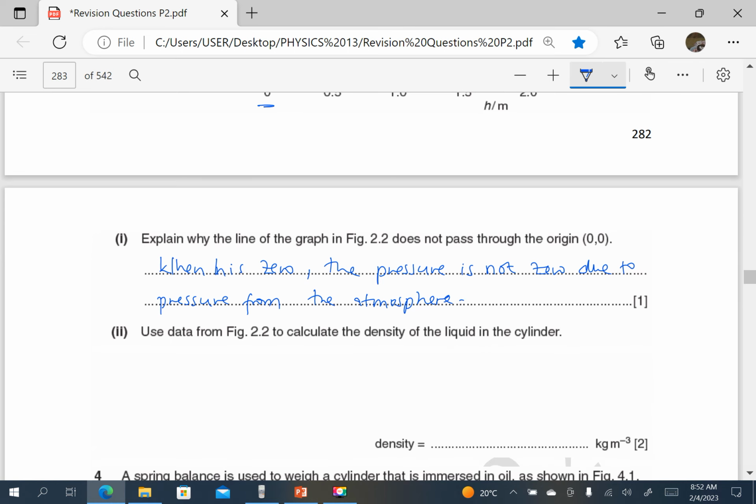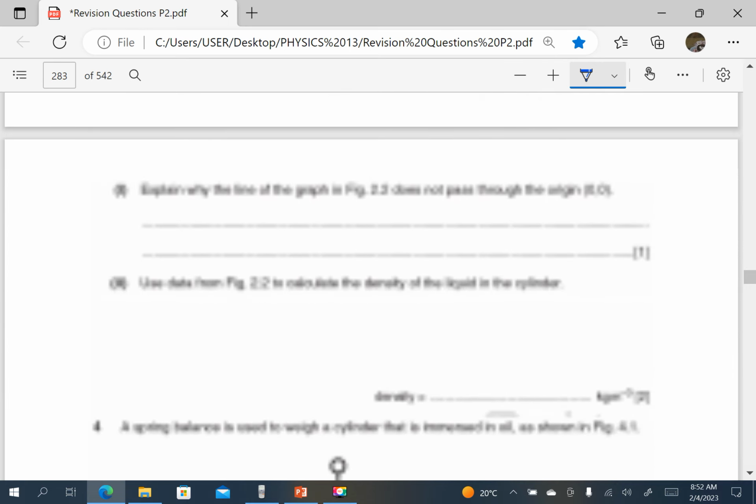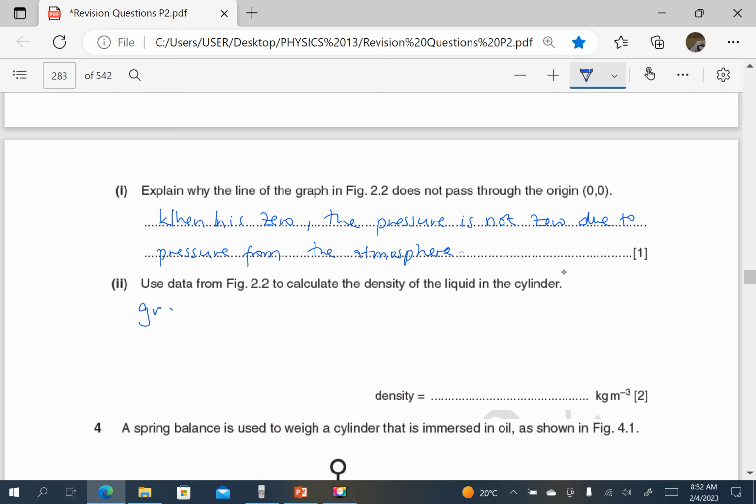Then use the data in the figure to calculate the density of the liquid in the cylinder. So this is a graph of pressure against h. We know that pressure is equal to h rho times g. So since it is pressure against h, compare with y equals mx plus c, you notice that the gradient is going to be density times g. So gradient is density times g. But what is the gradient?